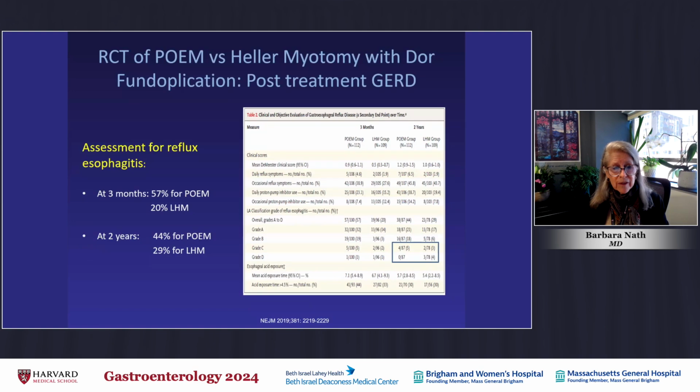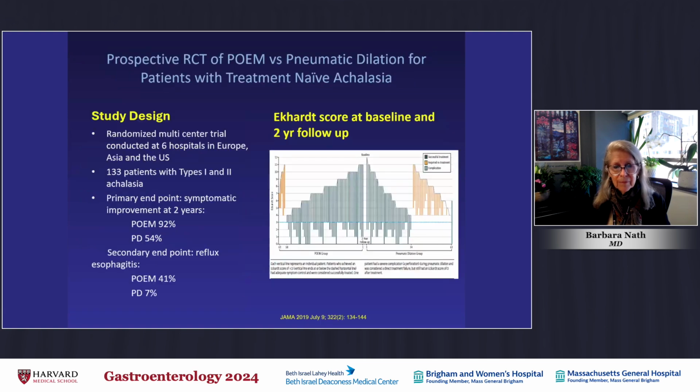As far as the reflux assessment, as expected, the POEM did not do as well as the Heller, with a much higher incidence of reflux for the POEM, and at 2 years, the incidence of reflux was not as great for the POEM, but a little bit higher for the Heller. If you look at the data, though, for LA grades C and D, at the 2-year mark, the 2 procedures actually were not that far apart, although the POEM still had a greater incidence of esophagitis.